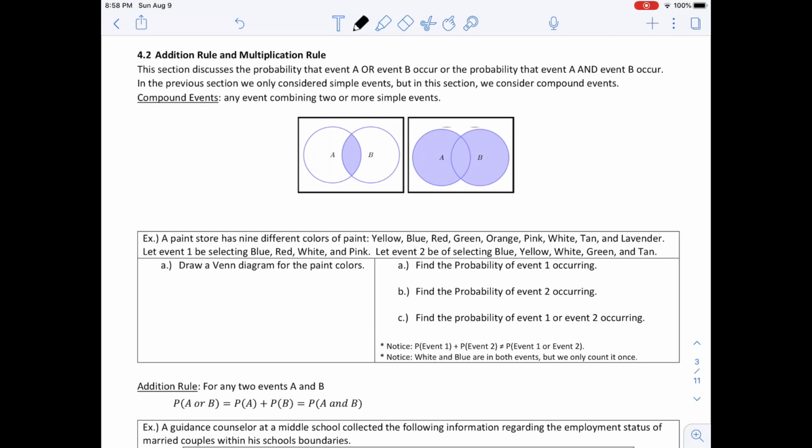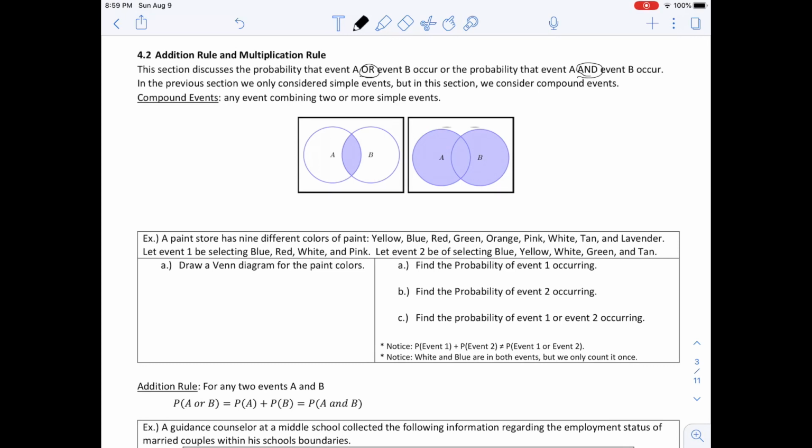So the next section we have is section 4.2, the addition rule and the multiplication rule. This section discusses the probability that event A or event B occur, or the probability that event A and event B occur. So we're going to be exploring those connective words of or and. In the previous section, we only considered simple events, but in this section, we consider compound events. A compound event is any event combining two or more simple events.